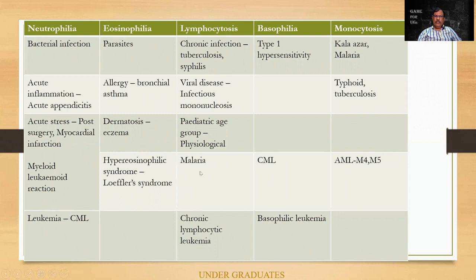Please do not mix up. Don't answer one for the other and lose the marks. Monocytes are found in Kala Azar, malaria, typhoid, tuberculosis, etc. And they can also be found in myelomonocytic leukemia and monocytic leukemias. This is a very important chart. You will have to simply sit and learn it by heart, nothing else.